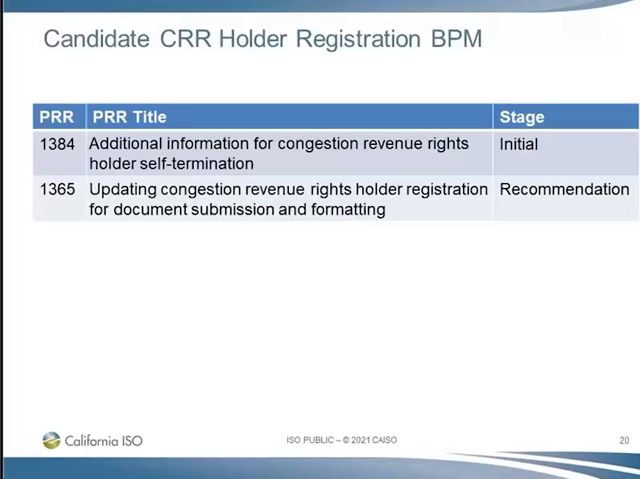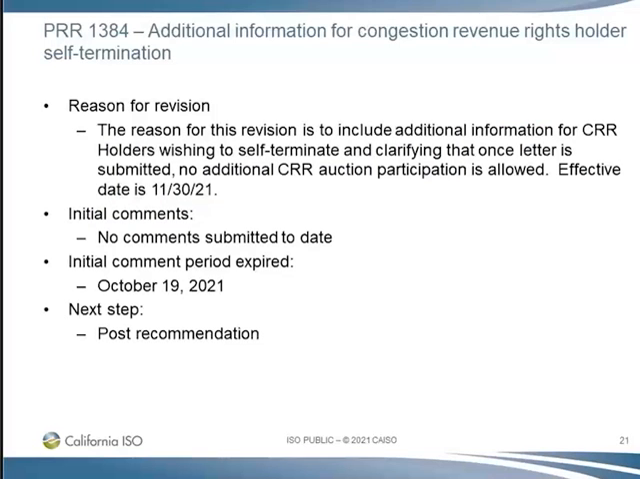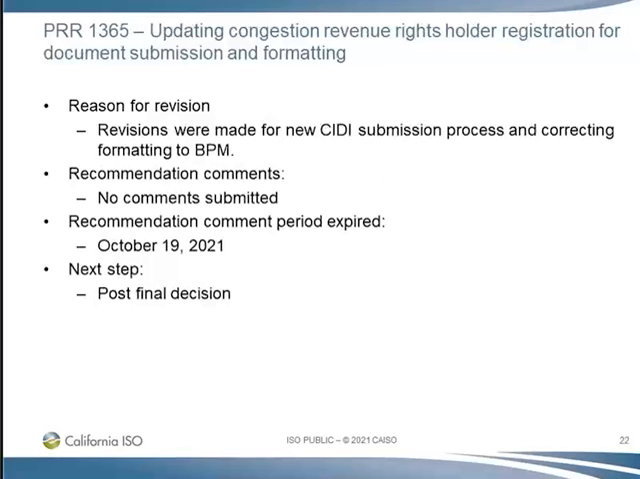We have two PRRs. 1384 is additional information for congestion revenue rights holder self-termination, which is in the initial stage. And PRR 1365 is updating congestion revenue rights holder registration for document submission and formatting, which is in the recommendation stage. PRR 1384 was added to include information for CRR holders wishing to self-terminate, and adding clarification that once your termination letter is submitted, you will not be allowed to hold additional CRR auction participation. So once you submit that termination, you are effectively agreeing to not participate in CRR markets. No comments were submitted to date, and the initial comment period expired on October 19th. The next step is to post recommendation.